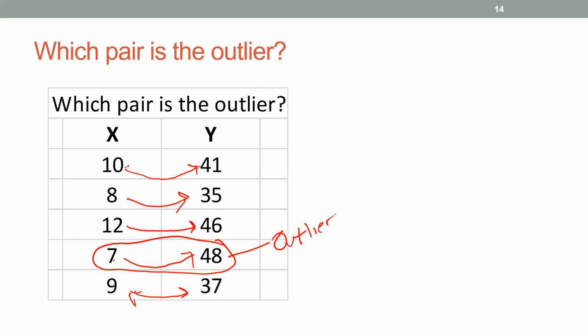Another way to think about it, if we ranked them from lowest to highest, this would be the lowest on X. Then we would have this, then this, this, and this. And if we rank them over here, we would have 1, 2, 3, 4, 5. And so the fact that the 1 goes with the 5 throws us off. The rest are all in order.